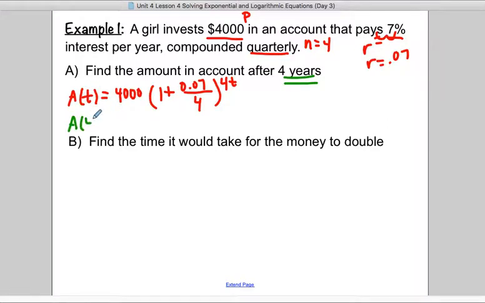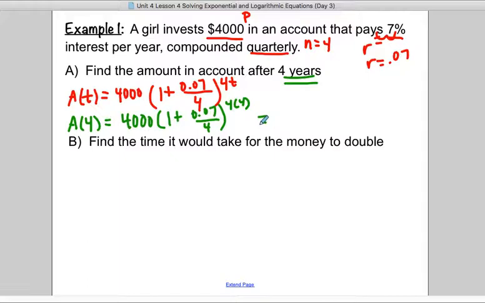So we're finding A of 4, which is 4,000 times 1 plus 0.07 divided by 4 to the 4 times 4. So I would recommend you take a second, type it into your calculator, and we find the answer. So 4,000, 1 plus 0.07 divided by 4, to the, and you could write 4 times 4, or if you wanted to, you could just type in 16. Then you'll get your answer.